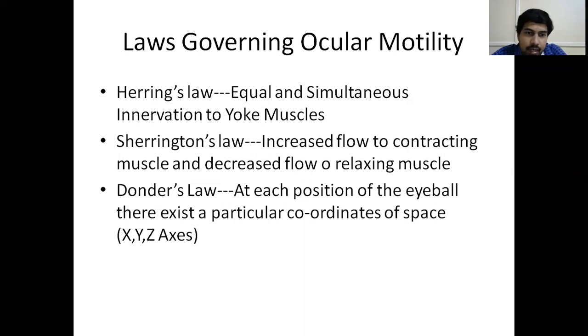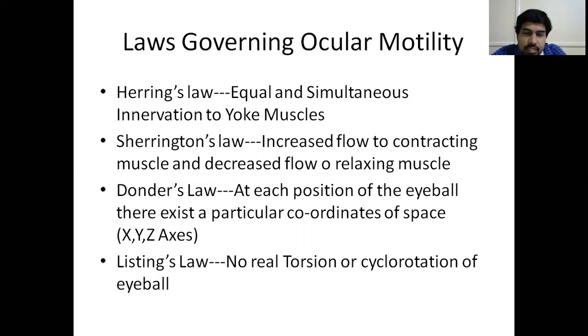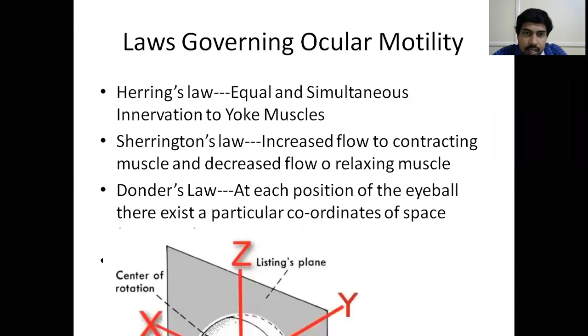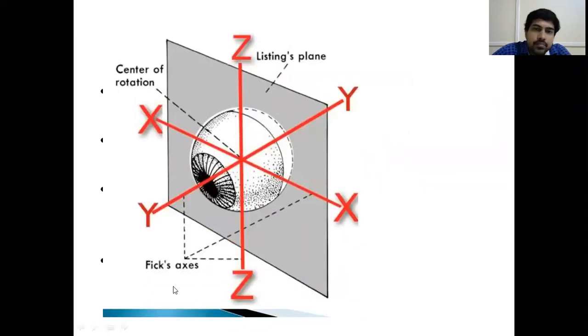This I'll explain to you in a diagram. And Listing's law states that there is no real torsion or cyclorotation of the eyeball. So these two laws we'll see in this diagram. See, you all might have read in your intermediate or your 10th the graphs. This is the x-axis and what you draw vertically is the y-axis in a two-dimensional plane, and the three-dimensional plane has the z-axis. So the eye is a three-dimensional structure. It has an x-axis, a y-axis, and a z-axis.